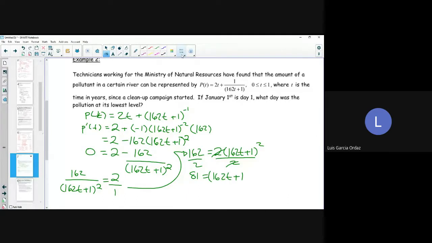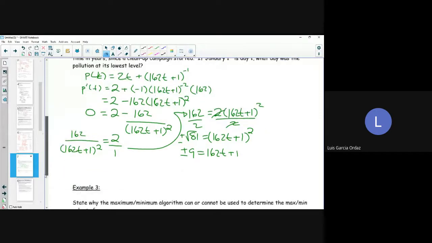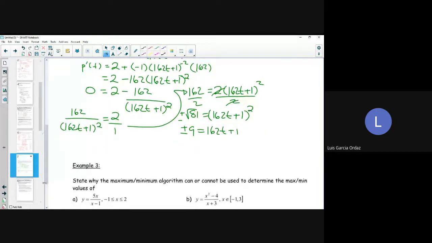162T plus 1 squared. I can take the square root of both sides, which leaves me with plus and minus 9 is equal to 162T plus 1. So I can move my positive 1 over, which means I get plus and minus 9 minus 1 is equal to 162T. So I get two expressions: 9 minus 1 is equal to 162T, or negative 9 minus 1 is equal to 162T.